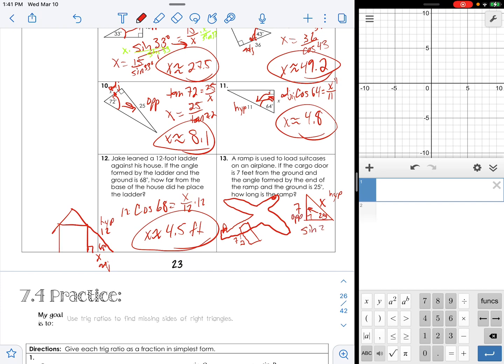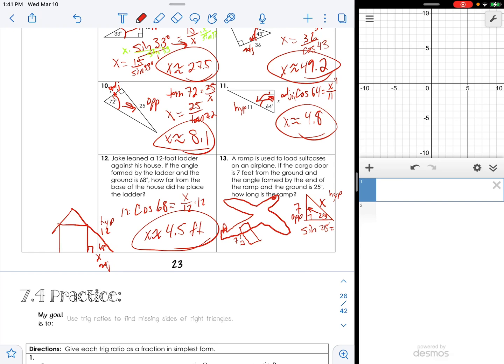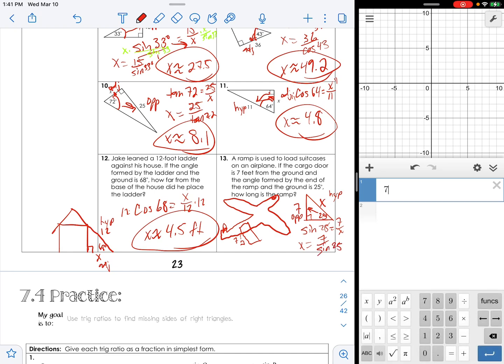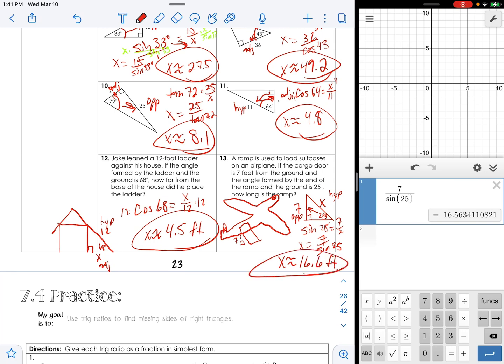So that's sine 25 equals opposite 7 over x. We're going to do our swap. So x equals 7 divided by the sine of 25. So 7 divided by the sine of 25 degrees. So x is approximately 16.6 feet long. And that's using trig to find a side when you have one side and an angle.